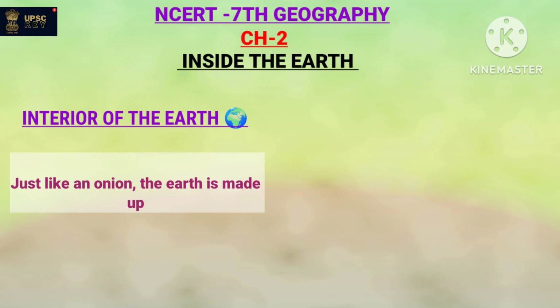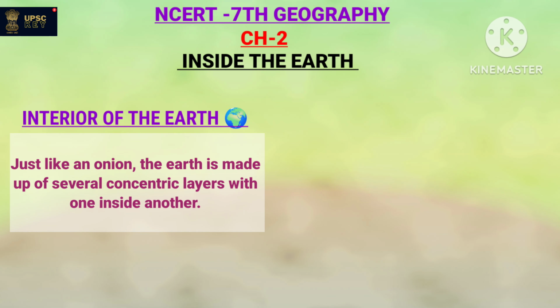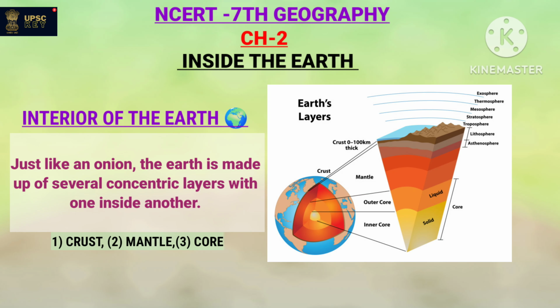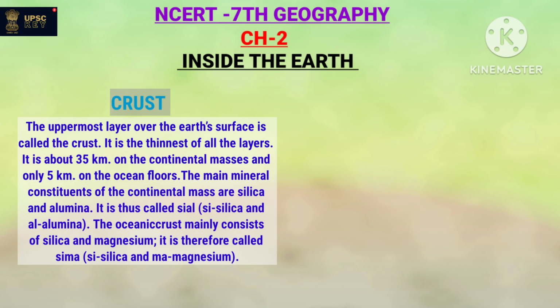What does the interior of the earth consist of? The interior of the earth is just like an onion. Earth is made up of several concentric layers, one inside another. These layers are: the first layer is the crust, another is the mantle, and the third one is the core of the earth.